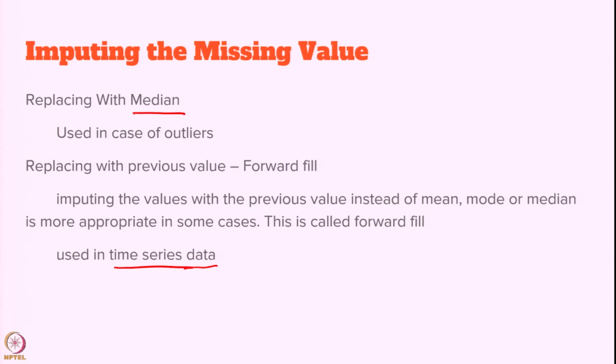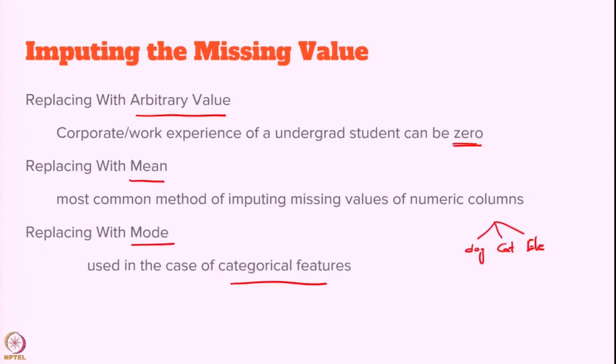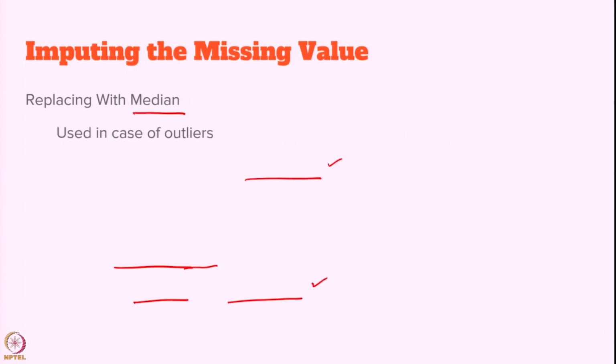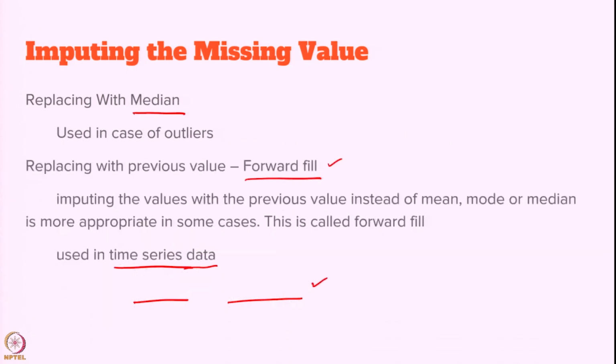If you are taking the previous value and filling it, it is called forward fill. If you are taking the next value and filling it, it is called backward fill. So, in time series data we generally use forward fill or backward fill. So, we saw how to replace the data. There are various ways: one is with an arbitrary value, then with mean, then with mode, then with median, and then with forward fill or backward fill.